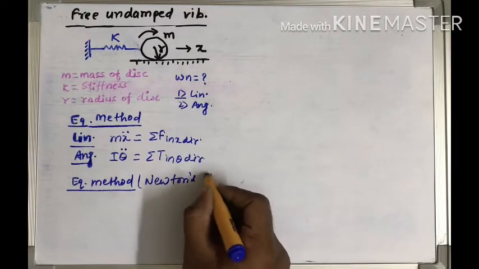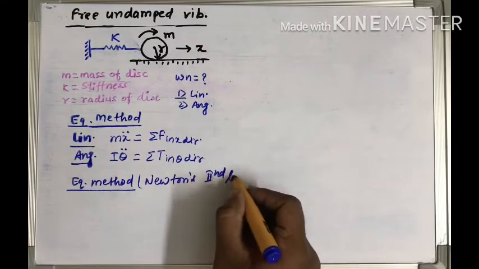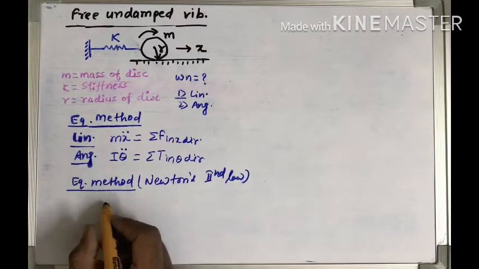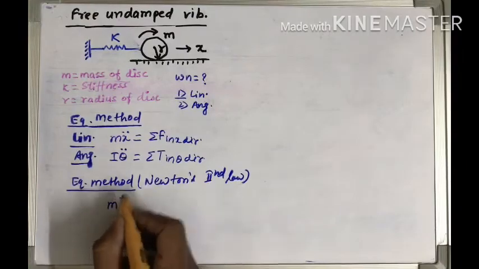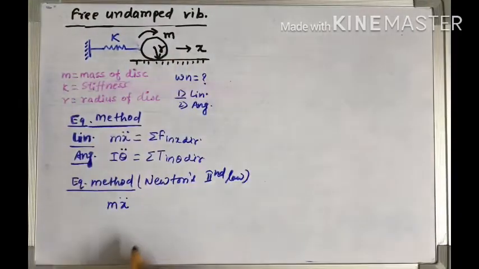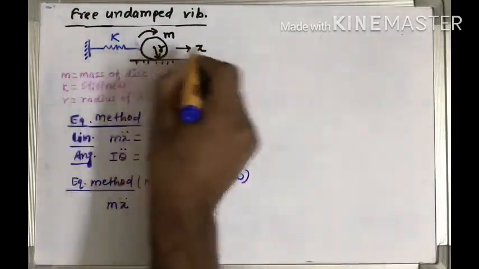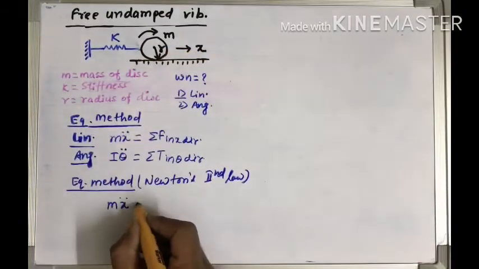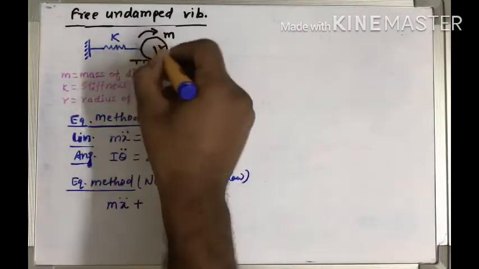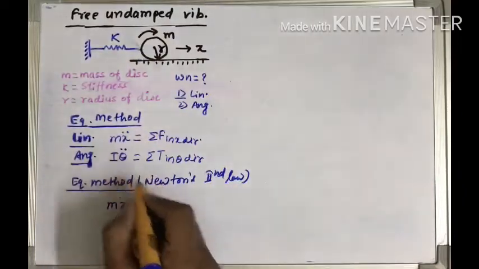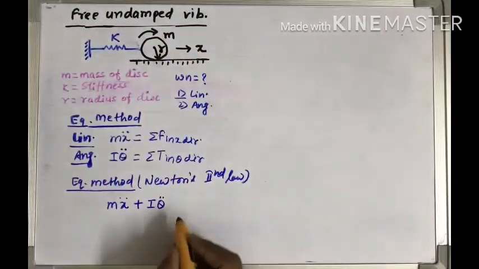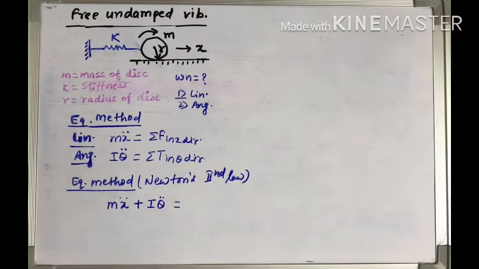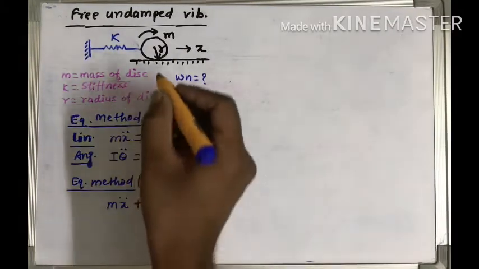Newton's second law. So with the help of this method, first of all we have to write m x double dot. x is the direction in which it is moving, so it is a linear force, accelerating force, and since it is rotating, we have to write I theta double dot. We are assuming that it is rotating by angle theta, is equal to the force which is acting on it.